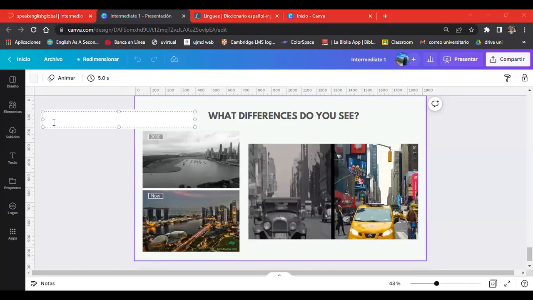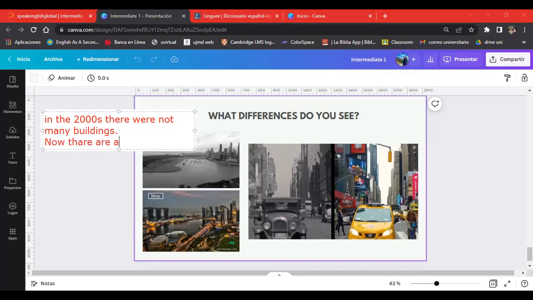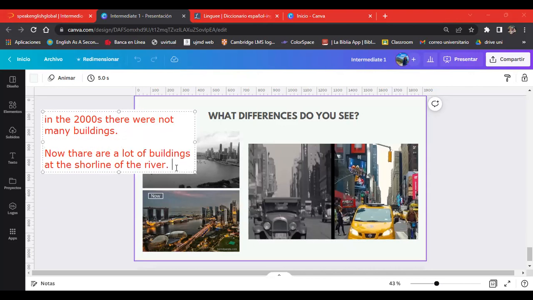So we can say, in the 2000s, there were not many buildings. Now, there are a lot of buildings at the shoreline of the river. Now, can you think of one sentence for the future? Anybody? One sentence about the city in the future.